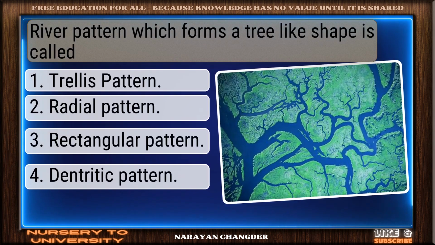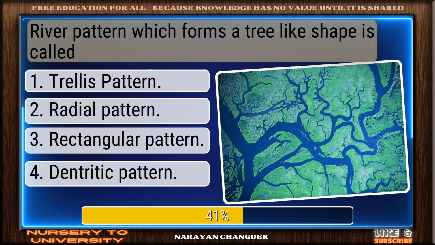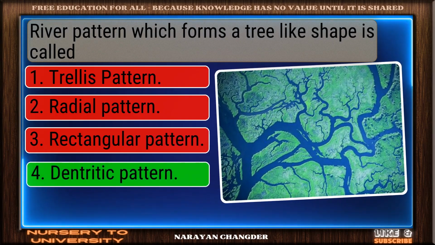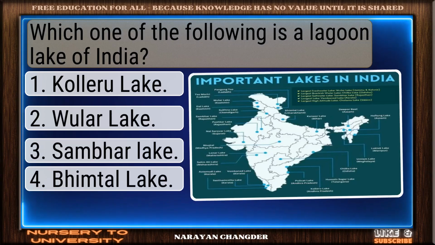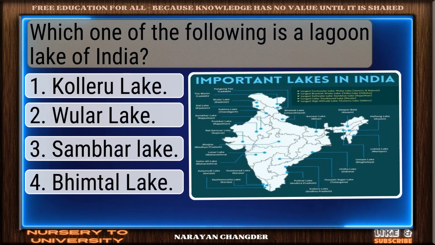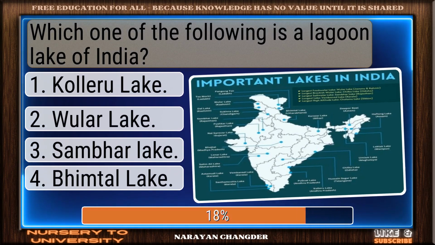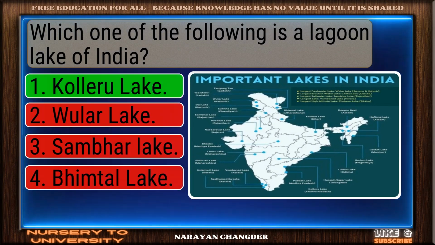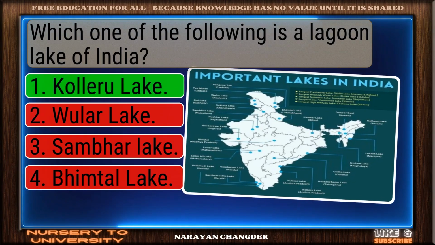Question number 109. River pattern which forms a tree-like shape is called. Excellent. Dendritic pattern is a brilliant choice. Question number 110. Which one of the following is a lagoon lake of India? Well reasoned. Kalaru Lake is the correct choice.